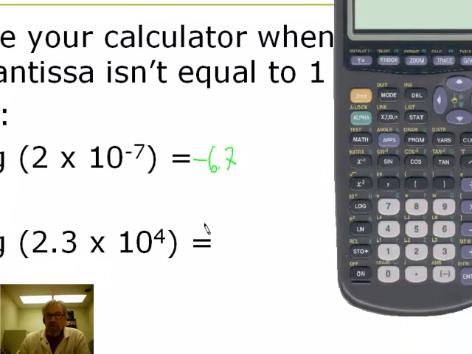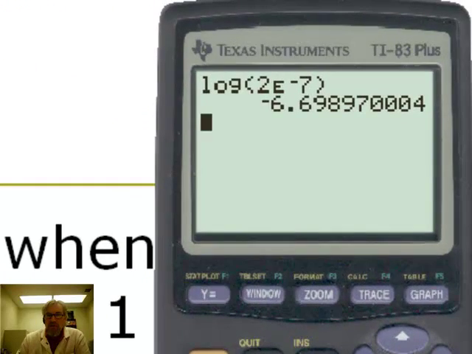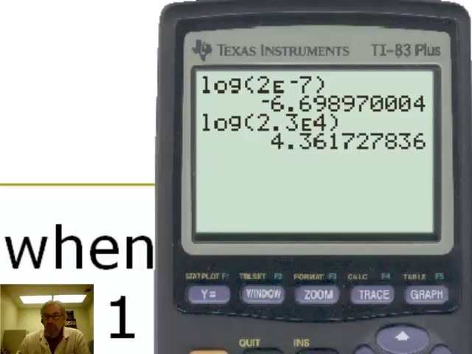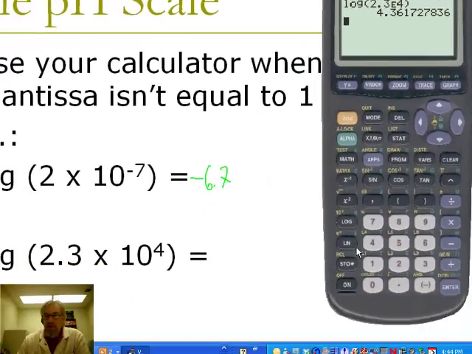Let's do the next example. Log of 2.3 times 10 to the 4th, 4.361727, but I would write this as 4.36.